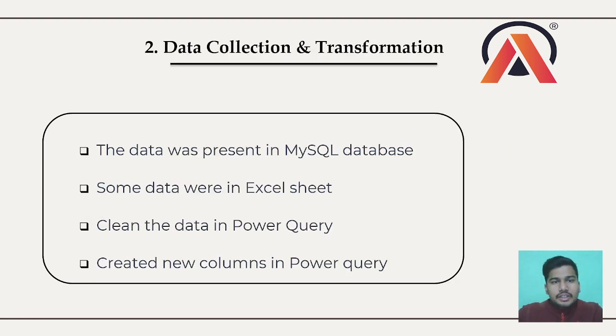The second step was data collection and transformation. The data presented by AtliQ Hardware was in a MySQL database, and some of the data was in Excel sheets. So we had to load this data from MySQL to Power BI, and the data covered more than 10 million consumers. Then we cleaned the data in Power Query, and also created some new columns in Power Query.